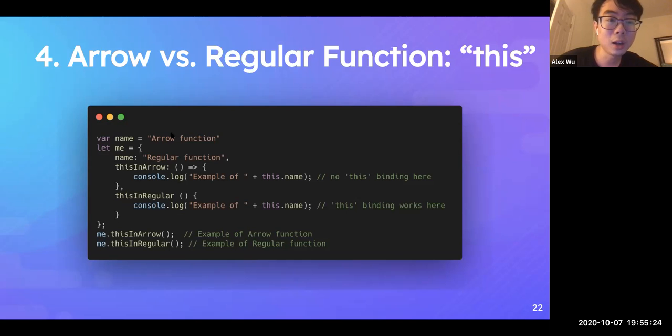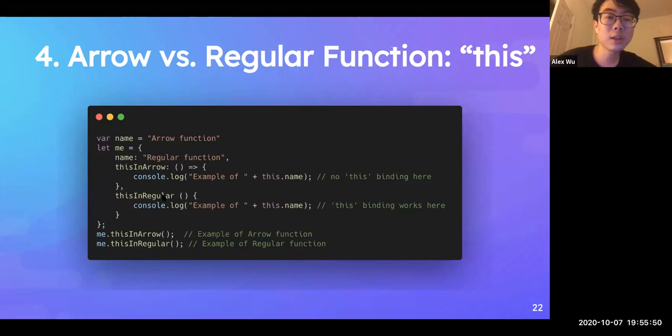However, the global scope here, the variable defined here, the name, is like the lexical scope outside of the arrow function. So it will look at the global scope and it will find the name equals arrow function. And so essentially, if you call the arrow function here, you'll actually return example of arrow function.